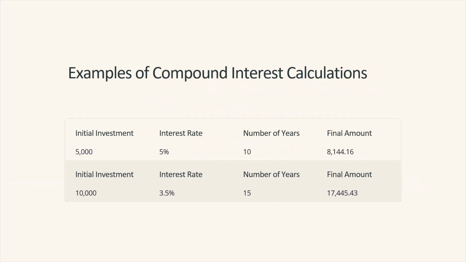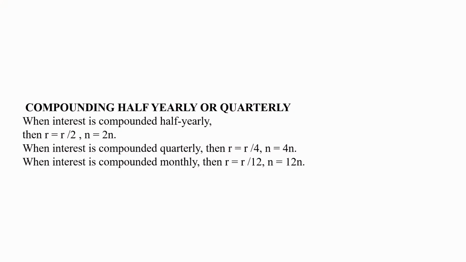Okay, there are some examples. Suppose the invested amount is 5,000, the interest rate is 5%, and the number of years is 10, then the final amount received will be 8,144.16 if you apply the equation. Okay, then there is also another example.